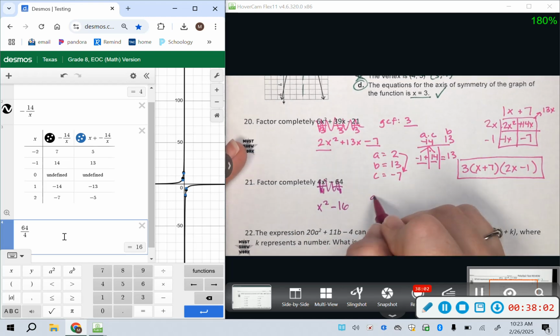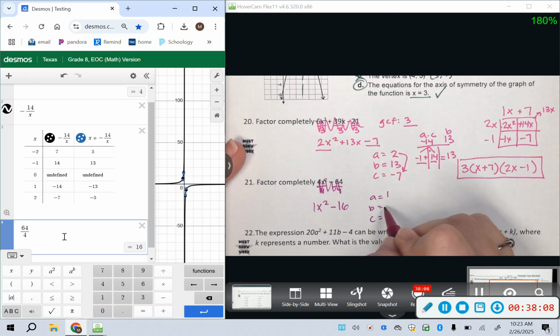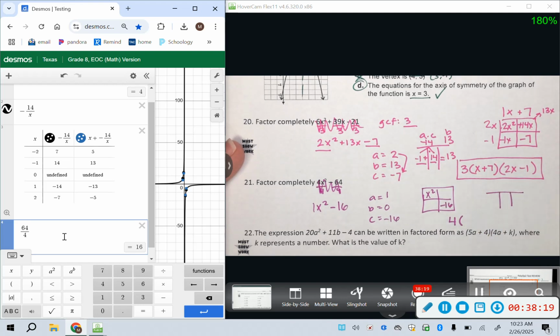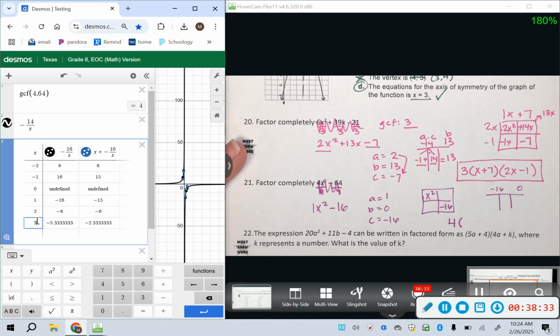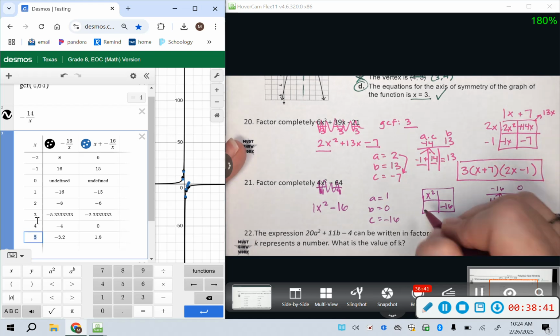Well, again, I don't have a b, and that's fine. More than one way to do this one. So x squared is 1, b is 0, c is negative 16. First term, first box, last term, last box, and we have to figure out our table. Sorry, out of order. A times c is negative 16, b is 0. So I need to find my 0. Oh, there it is. So I have 4 and negative 4. So those add to 0, but multiply to negative 16.